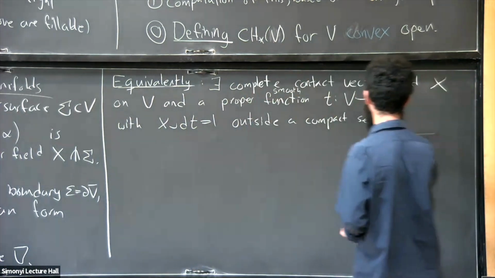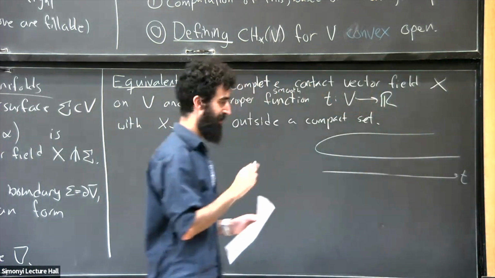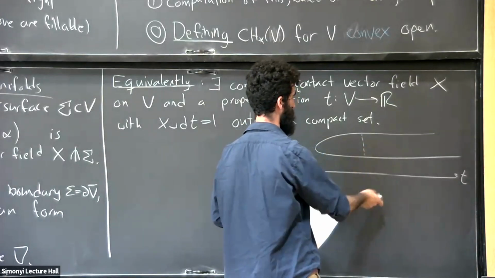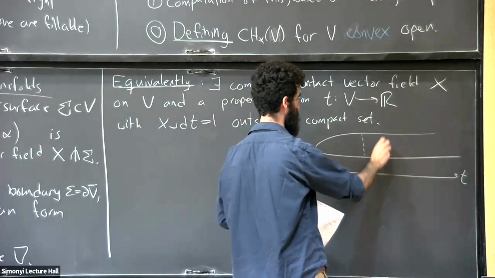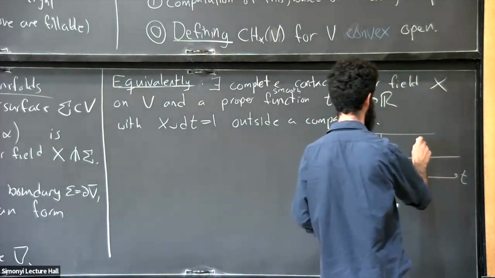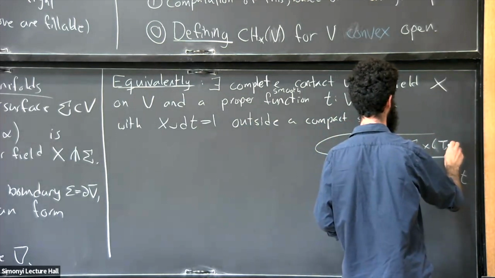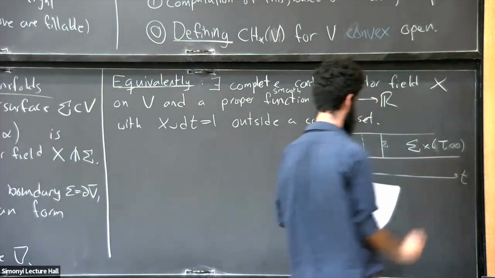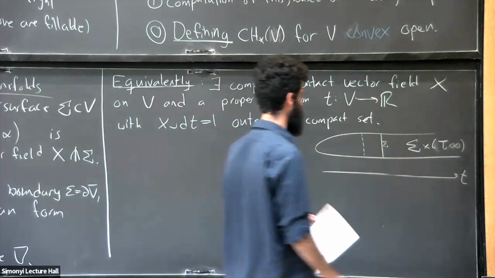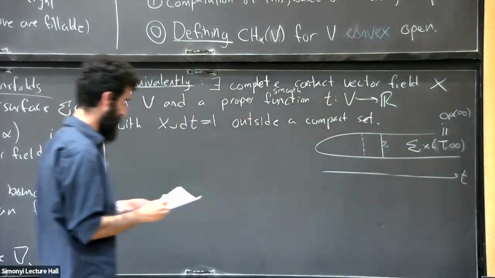So the picture I'll always have in mind of a convex manifold is this: you have this T coordinate on it, and after you go sufficiently far out, you have this hypersurface sigma, which is convex, and the end is isomorphic to sigma times an interval like this. I'll call this part of the manifold the neighborhood of infinity.